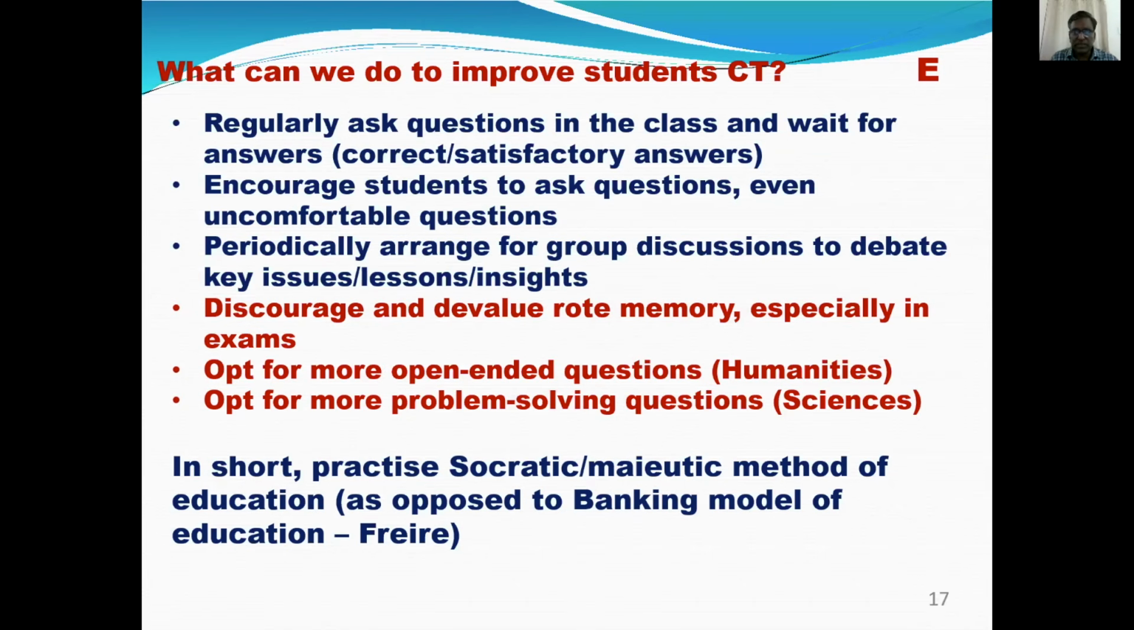Now, as far as I am concerned, the major difference between a bright student and a mediocre student, and the major difference between an Indian student and an Ivy League student, would be that an Ivy League student or a bright student in India would be a student with a lot of critical thinking skills. In other words, the line of demarcation would be the degree of critical thinking skills a student possesses.